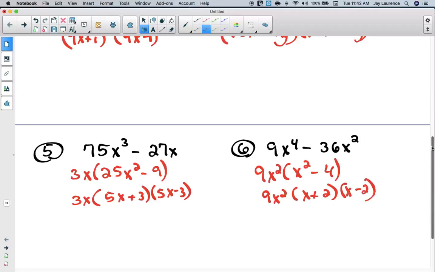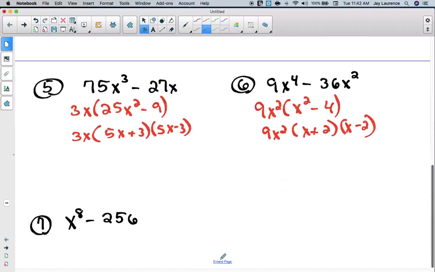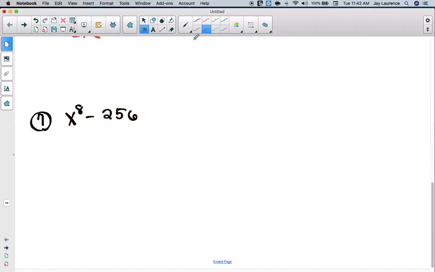There we go. All right, one more for you to try all on your own. By the way, there's multiple steps to this one. Don't just do one step and quit. Okay, if you haven't tried number 7, I want you to try it now. Here comes my solution. Well, first of all, I have a perfect square minus a perfect square. So I'm going to factor as x to the 4th plus 16 times x to the 4th minus 16.